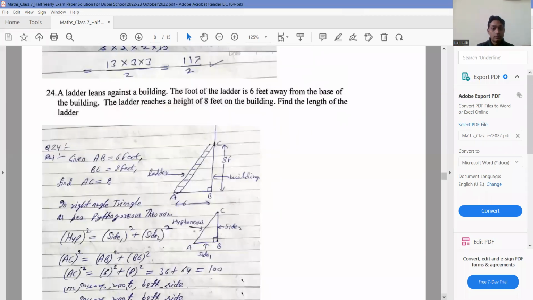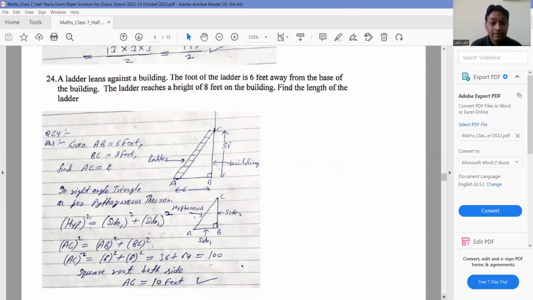Let's talk about question number 24. This is an interesting question. It is based on trigonometry and Pythagoras theorem, which you will learn in class 10th. But here they have given a simple application, which is called Pythagoras theorem, which is applicable for all right angle triangles. I have already explained Pythagoras theorem. Now let's solve this question.